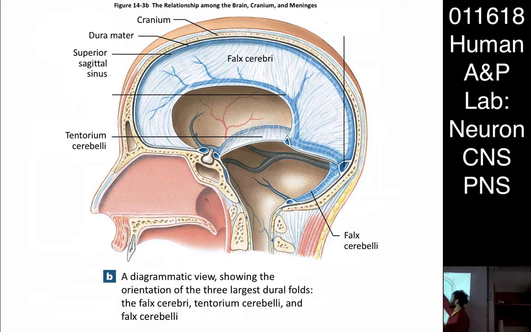But there's this thing called the falx cerebri, and there's another one called the falx cerebelli, and then the tentorium cerebelli. So falx cerebri is this dura, this layer of cranial meninges, this dural layer. Dura is tough. It's the stiff dura that is going to separate the two hemispheres.